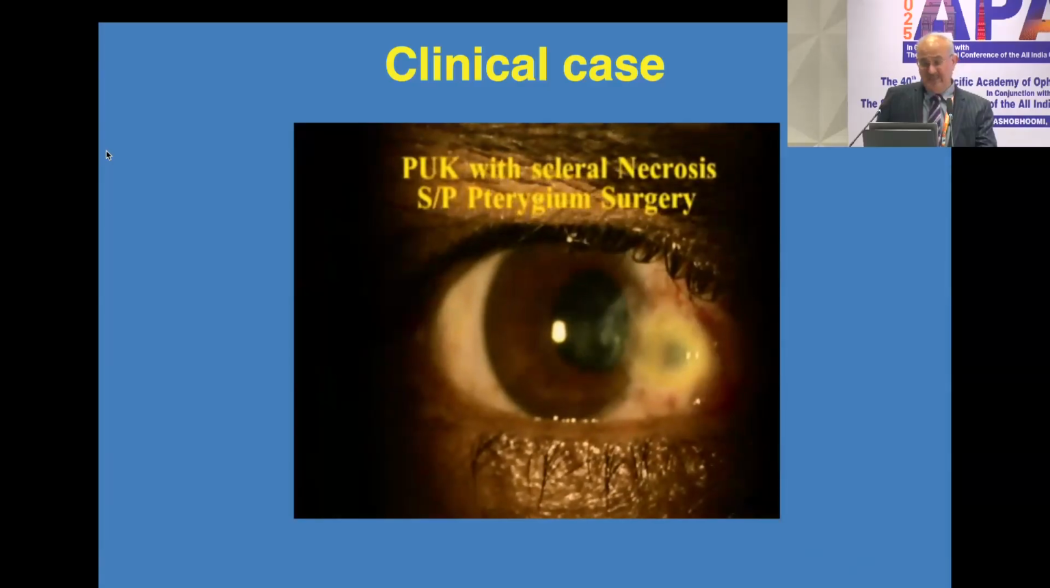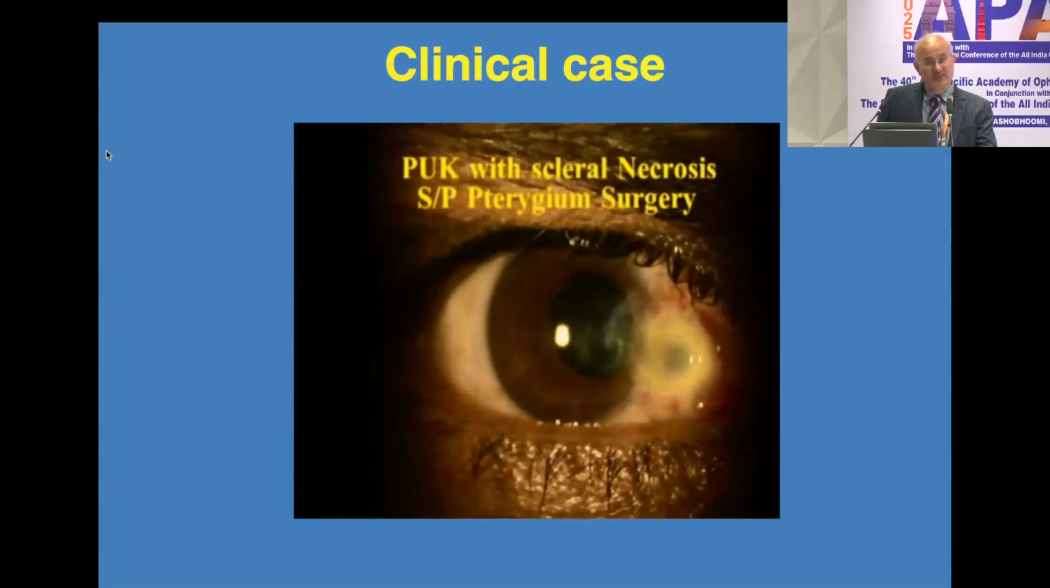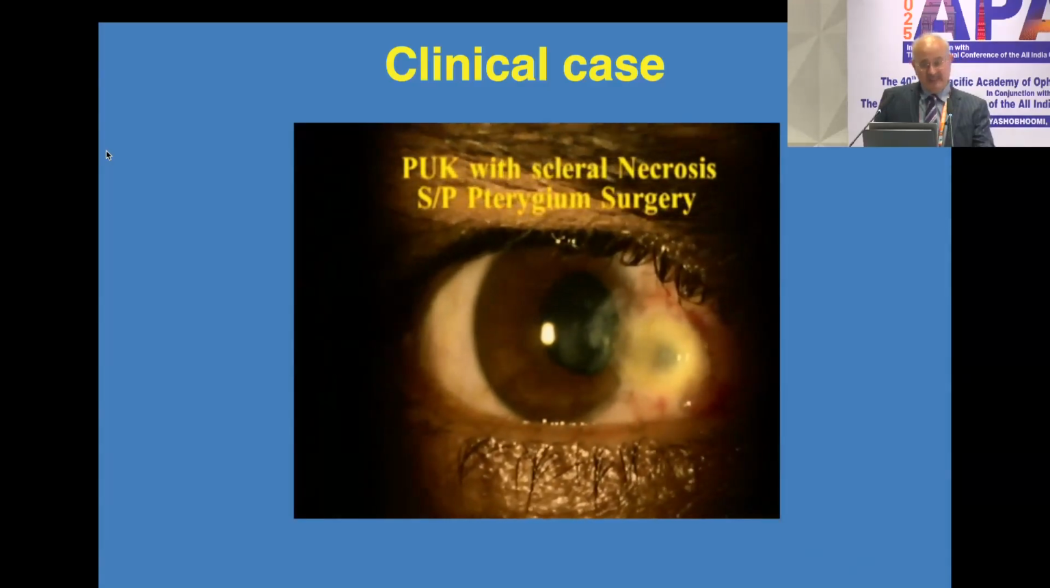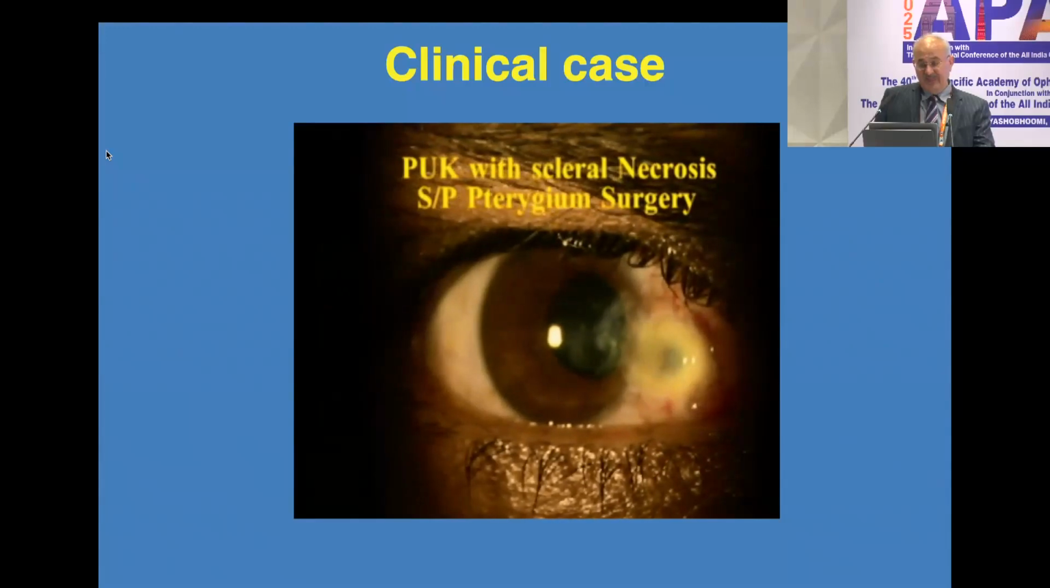On the other hand, sometimes when you do a pterygium surgery, you may find a picture like this, which can also cause peripheral ulcerative keratitis, but here it is primarily an ischemic necrosis of the site where the pterygium was removed, and there are multiple ways that it clinically presents.